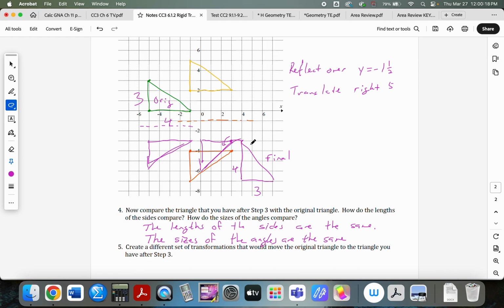And then I rotated 90 degrees counterclockwise. About what point? What's the coordinates? Oh, 4, negative 3. Yep, good job, Johnny. Nice job. That ends up exactly here. All right. Well, that's it for today's lesson then.